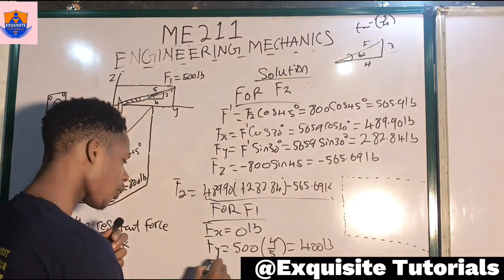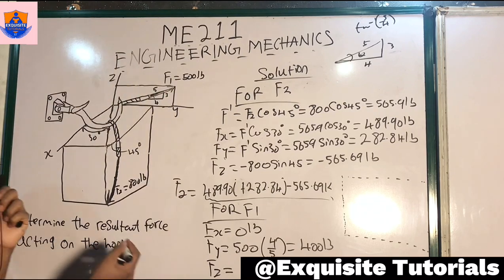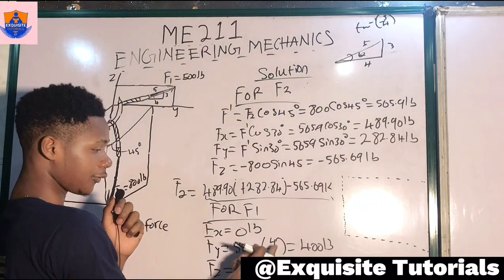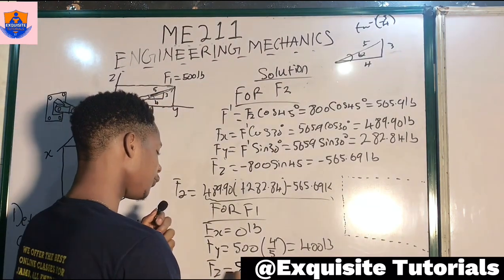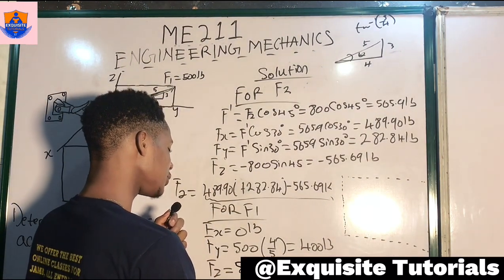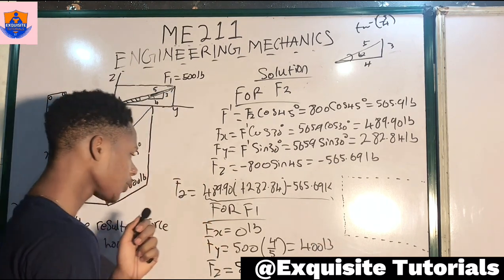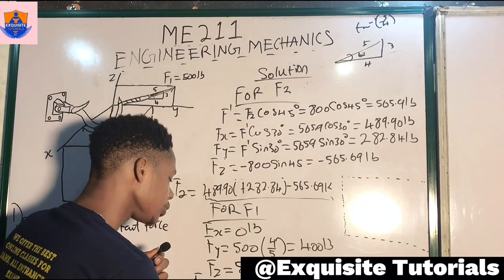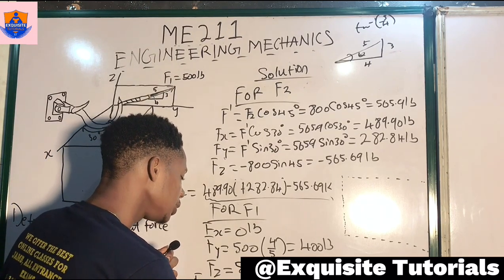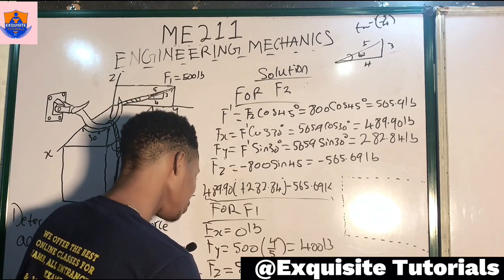Now for F of z, to get the value of F of z, we are resolving to the z component. That becomes sine, which is opposite over hypotenuse. Of course, we can see from the diagram that it is 3 over 5. That gives us 500 times 3 over 5, which gives us 300 pounds. So we can now say that F1 is 0i plus 400j plus 300k.